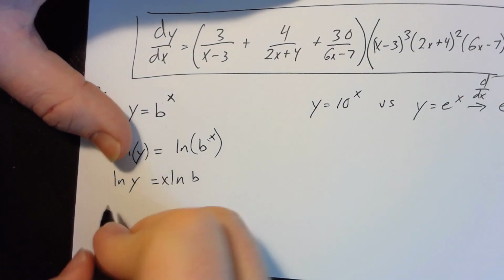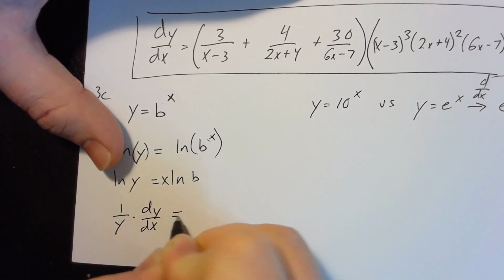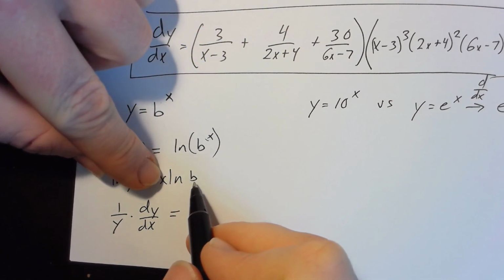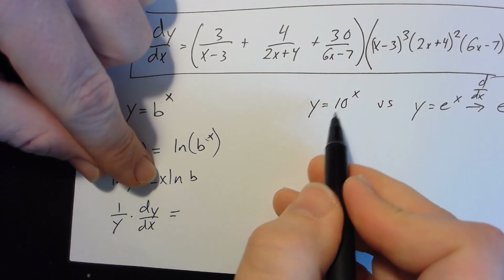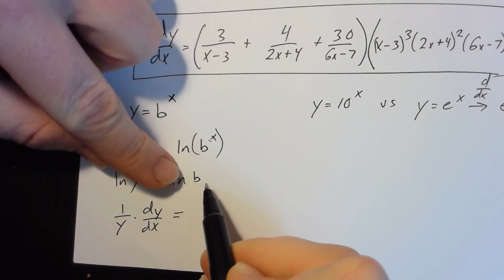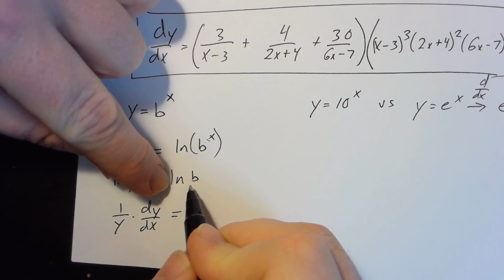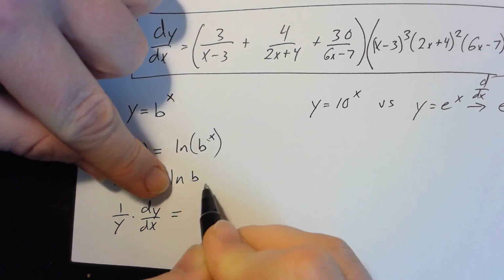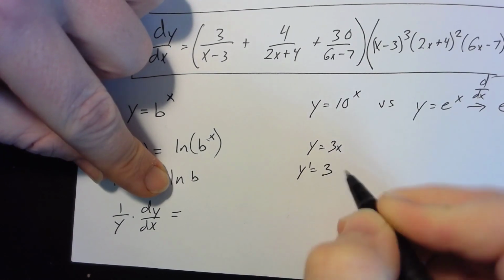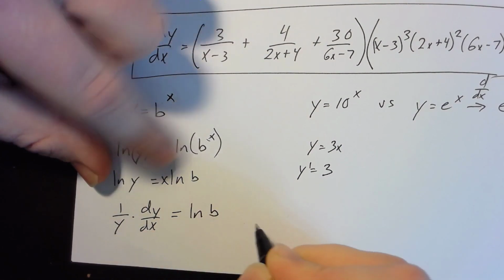The derivative of natural log of y is going to be 1 over y times dy dx equals the derivative of x times the natural log of b. Now, sure, b seems like a variable in this problem. It is not. b is something like 10 or 3 or 5 or 7. We don't know what that number is, but we know that b stands for a constant. So the natural log of a constant is a constant. So what's the derivative of x times a constant? Again, if I had y equals 3x, the derivative of 3x is 3. So the derivative of x natural log of b is natural log of b.